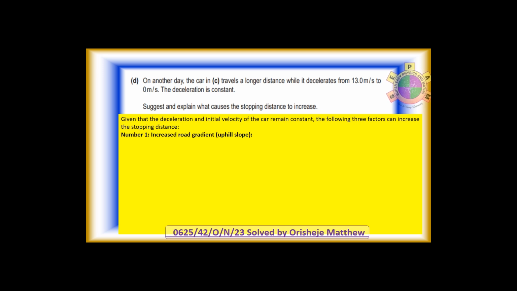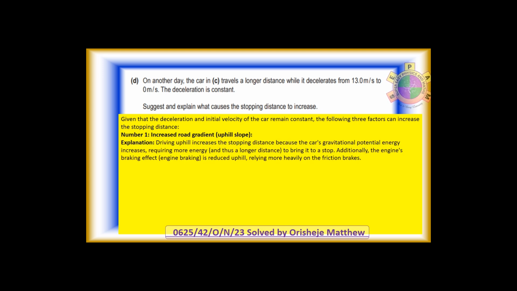Explanation: driving uphill increases the stopping distance because the car's gravitational potential energy increases, requiring more energy, and thus a longer distance, to bring it to a stop. Additionally, the engine's braking effect, engine braking, is reduced uphill, relying more heavily on the friction brakes.